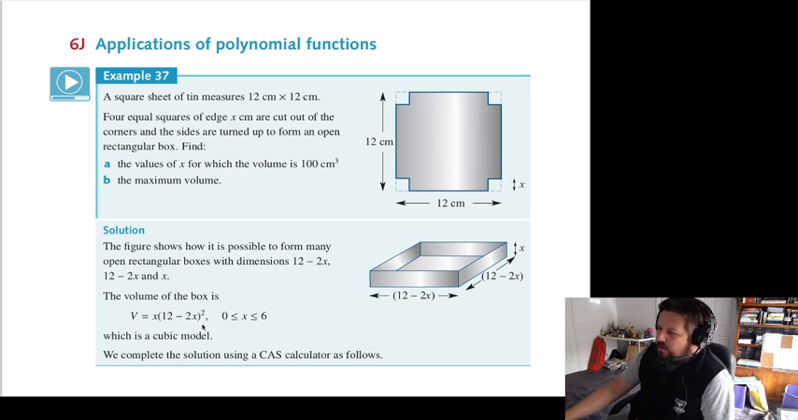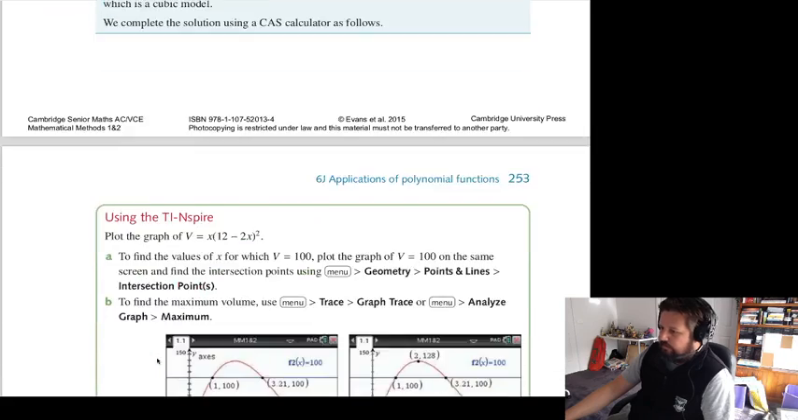Cool. So we've got, in this particular case, a cubic model. Again, it's cubic because obviously the x value is squared, and if you multiply x squared by x, it becomes x cubed. It says here we're going to complete the solution using the CAS calculator as follows. You could calculate this algebraically, but for the sake of this exercise, they're saying we can use our calculator. So here is what is going on.